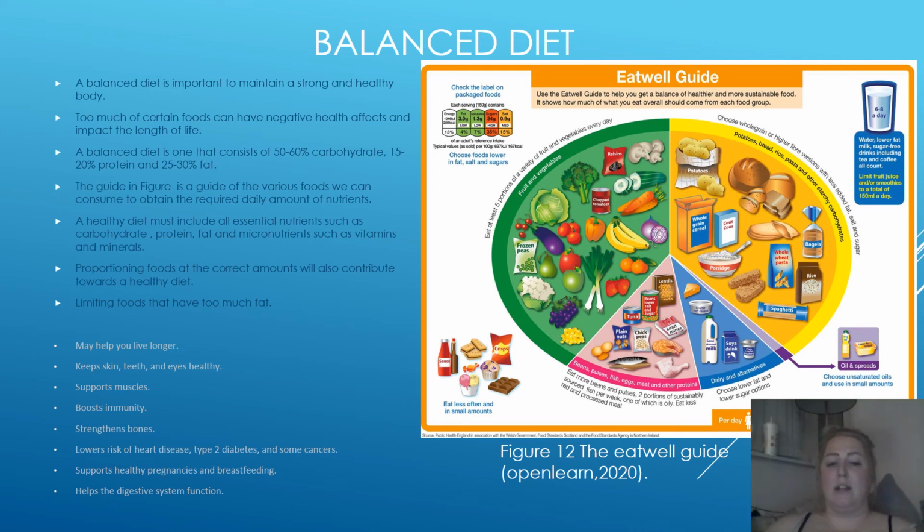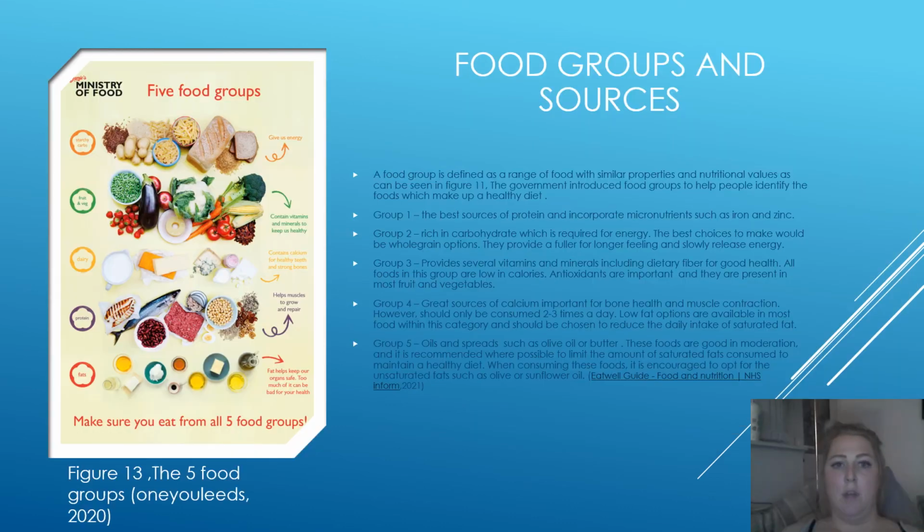We can see down in the left-hand corner the benefits to having a balanced diet and getting all the nutrients that your body requires. A food group is simply defined as a selection of foods with similar properties and nutritional value. The government introduced food groups to help people identify sources of a balanced and healthy diet, and a balanced diet is made up from all 5 food groups in moderation.